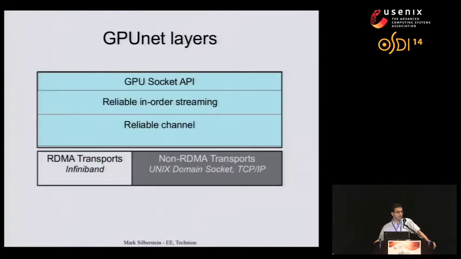So this brings the following 4-layer GPUnet architecture. The bottom layer exposes a reliable channel abstraction to the upper layer. This layer basically implements this reliable channel on top of the hardware reliable channel if it is provided. So this is the RDMA transport. Or it can use the CPU to provide exactly the same interface, but basically offload all the transport layer processing onto the CPU. For example, for Unix domain sockets, this is absolutely necessary. Note that this is exactly the same interface that is exposed to the upper layers, so they implement reliable in-order streaming and eventually provide the streaming support to GPUs through the socket API.